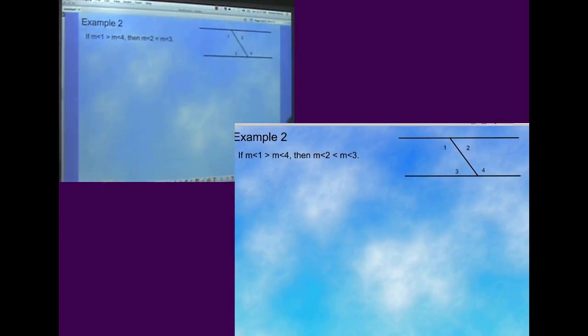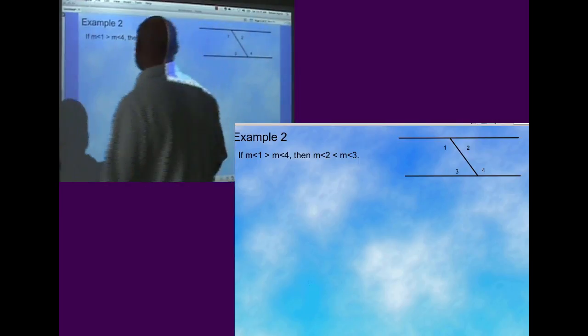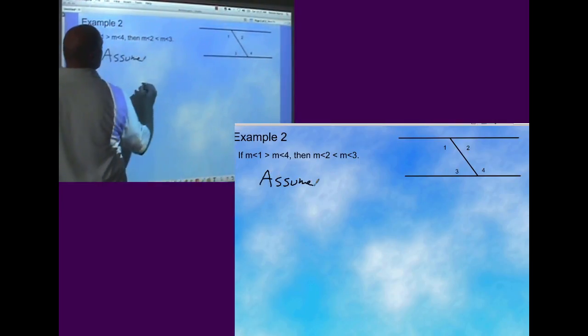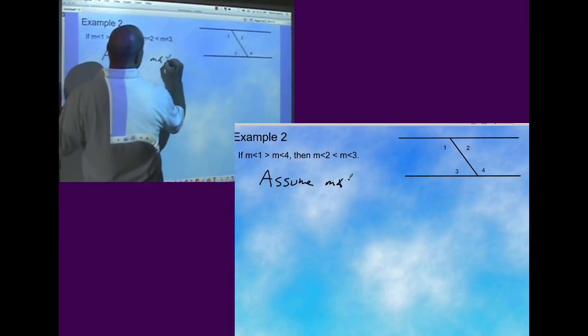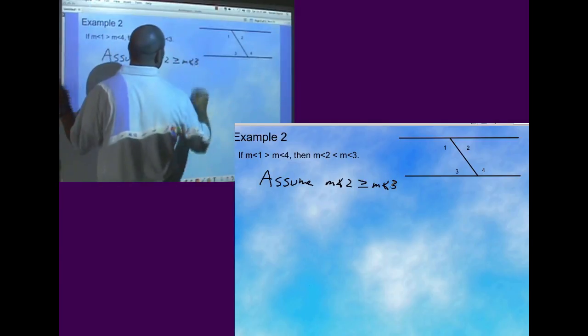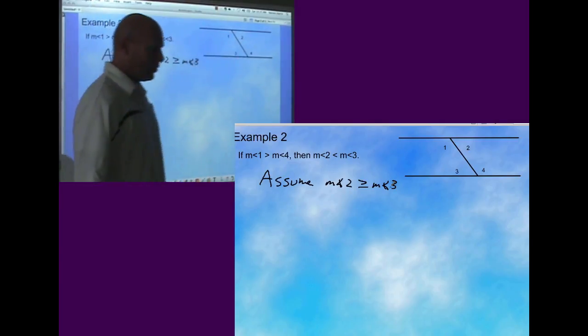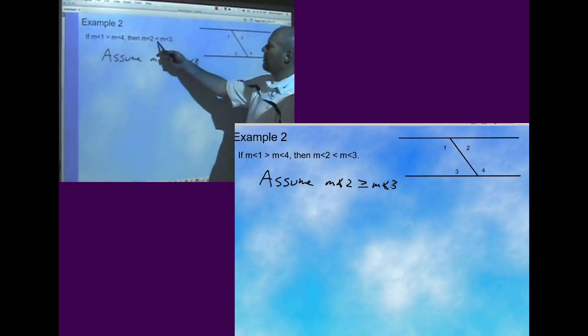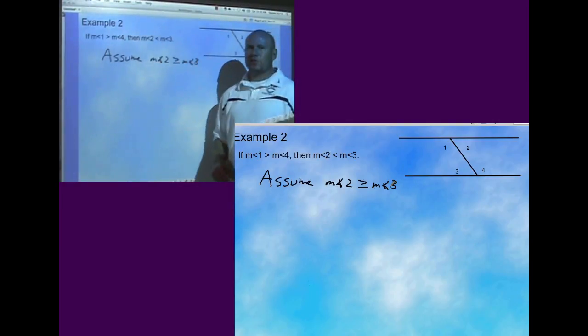All right, second example. Assume the measure of angle 1 is bigger than the measure of angle 4, and the measure of angle 2 is smaller than the measure of angle 3. So I'm going to assume that the measure of angle 2 is greater than or equal to the measure of angle 3. And that's the reason I chose this particular example. Because the opposite of less than is not greater than, it's greater than or equal to.